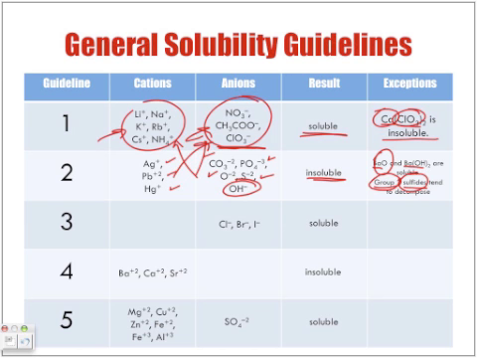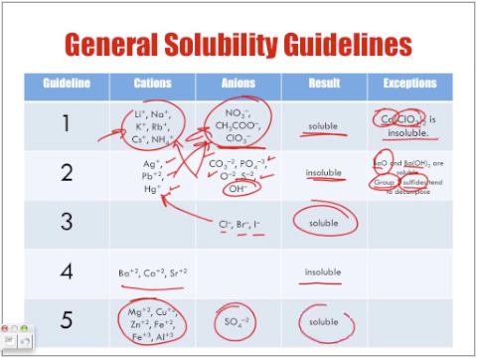in solution. Next one, group 3, we have chloride, bromide, iodide. These are all considered soluble unless they're going to be mixed with one of these guideline 2 cations. Barium, calcium, strontium, here in guideline number 4, these are considered insoluble. And the last one here, we've got magnesium, copper, zinc, iron 2 and iron 3, and aluminum, as well as the anion of sulfate. These are considered soluble.